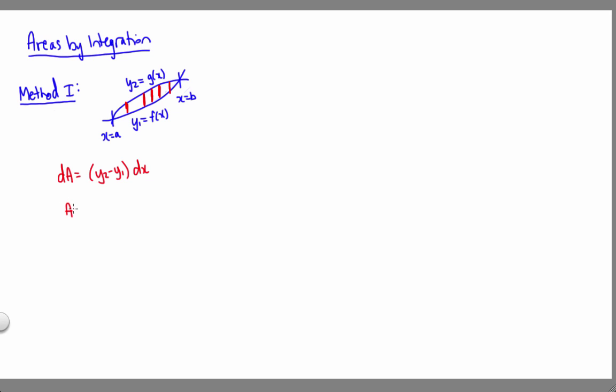Now we can say that area is the integral of dA as long as we integrate through the correct values. The fact that we've got dx in this expression tells us that we're going to be integrating with respect to x, and so it's x values that need to go onto the integral here. So we can now say area is going to be the integral from a to b of dA. Let's sub in dA.